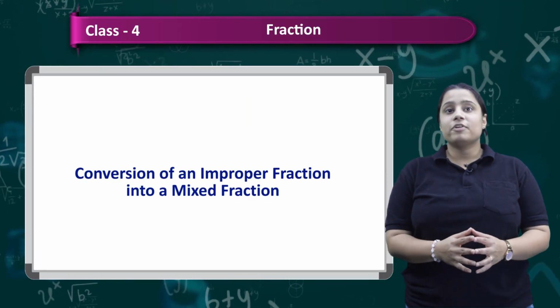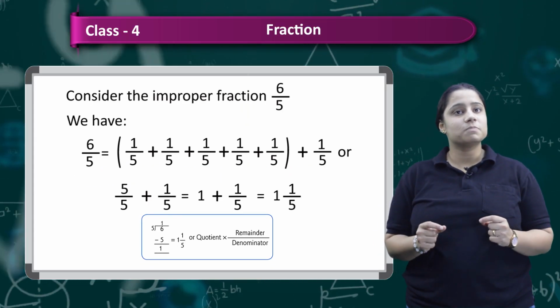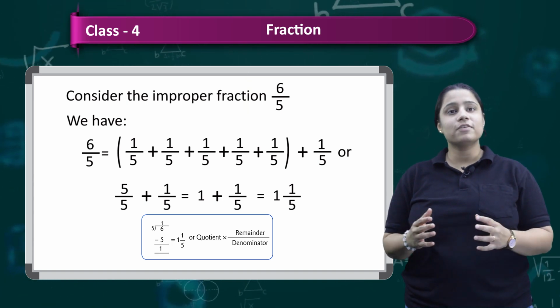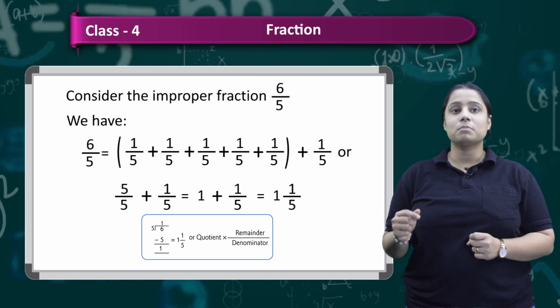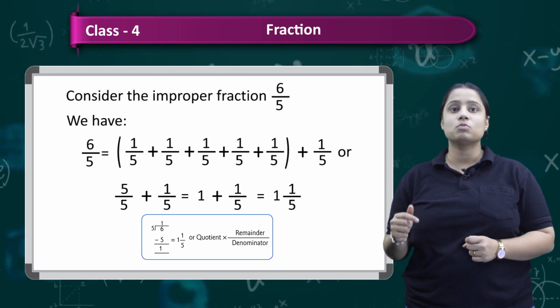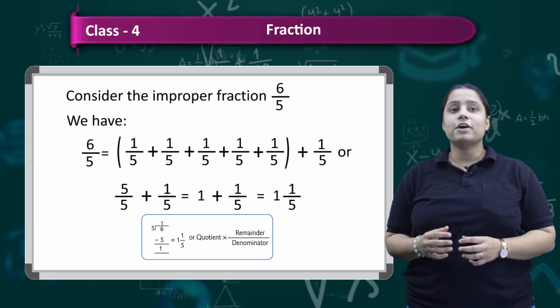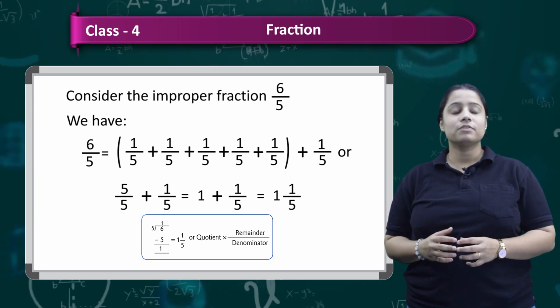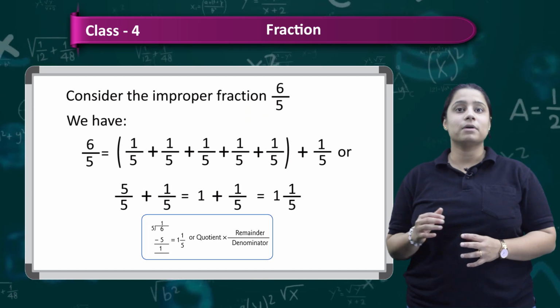Conversion of improper fraction into mixed fraction. Consider the improper fraction 6 by 5. We have 6 by 5 is equals to 1 by 5 plus 1 by 5 plus 1 by 5 plus 1 by 5 plus 1 by 5 plus 1 by 5 or is equals to 5 by 5 plus 1 by 5 is equals to 1 plus 1 by 5, which is equals to 1 1 by 5.